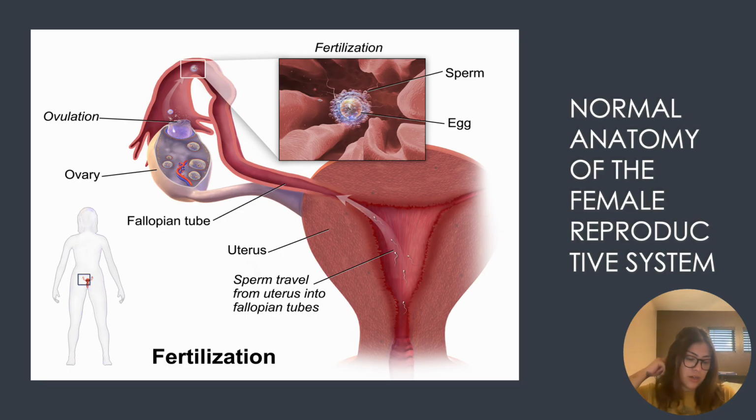Inside each ovary are tiny sacs called follicles. You can see them here, they're little ones. Each follicle holds an immature egg. In a normal cycle, one follicle becomes dominant, matures, and releases an egg. The ovaries also produce really important hormones like estrogen, progesterone, and small amounts of androgens, which help regulate the menstrual cycle and fertility.